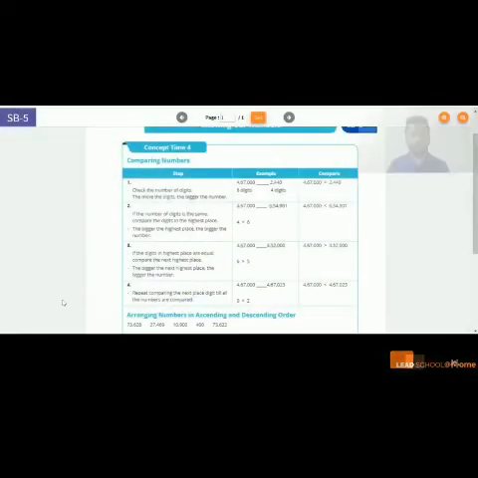Now, what we are going to do is we are going to observe how we arrange numbers in ascending order or descending order using certain steps. I want your eyes on the screen. I am going to show you the screen which has the key points of arranging numbers into ascending order or descending order. Let us see the steps. Okay, can you see the screen?